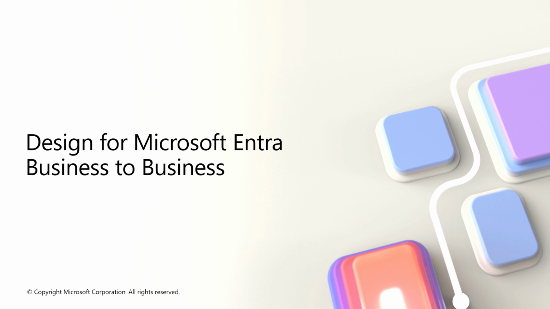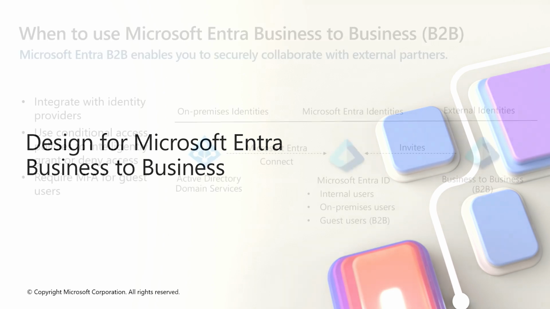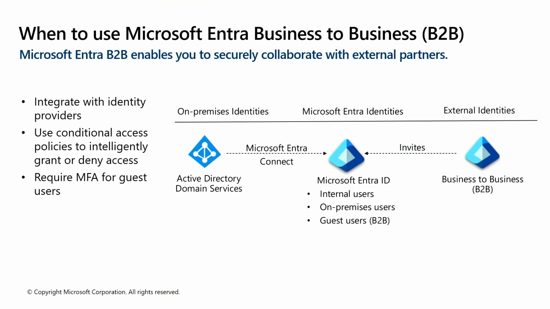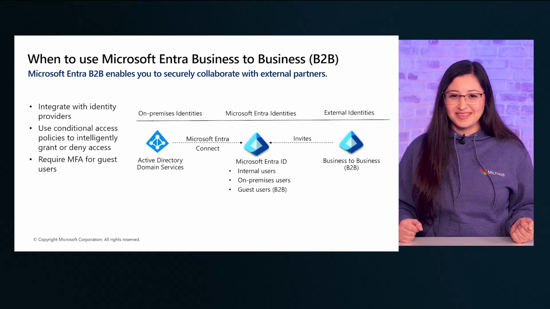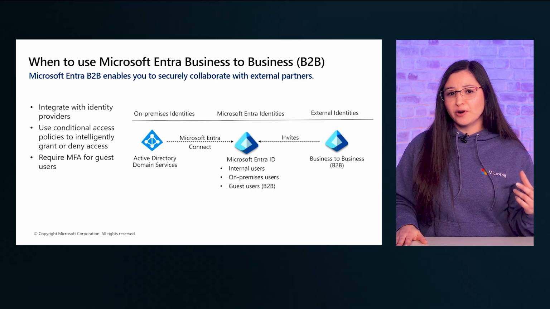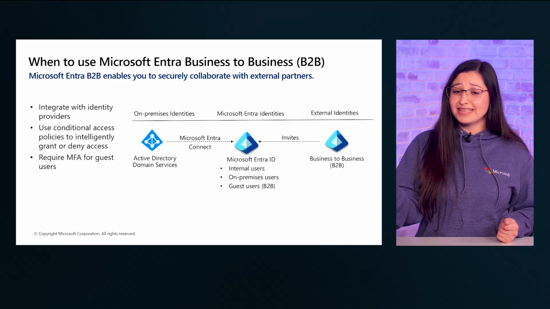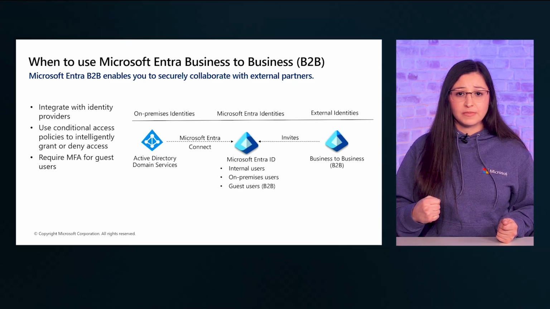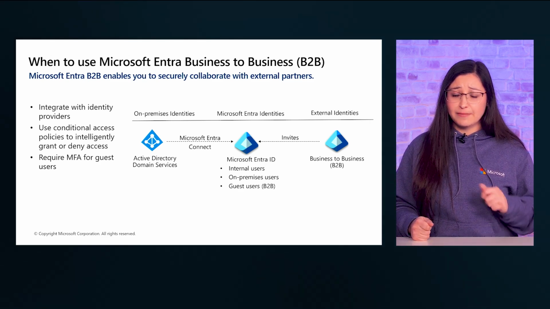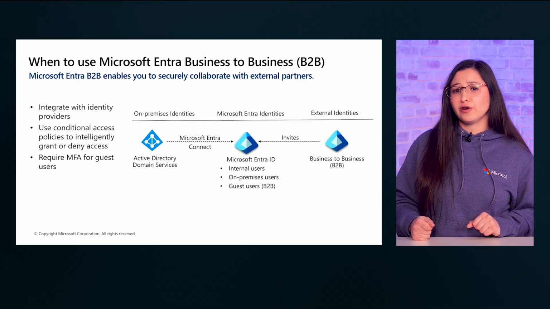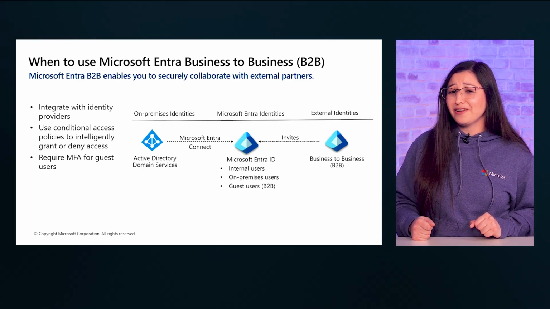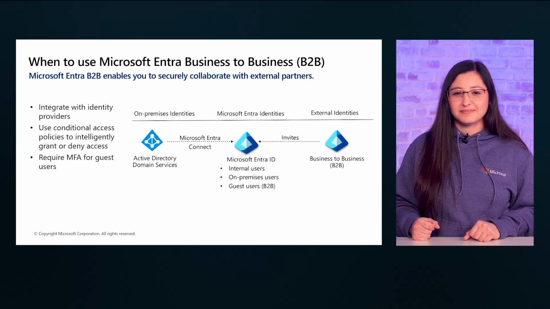Designed for Microsoft Entra business to business. Entra business to business is how you invite a trusted guest without giving them your house keys. The key idea is that partners bring their own identity. We invite them and they show up as guests in our directory. We control everything except their password, which stays within their home tenant. That's actually a feature, not a bug.